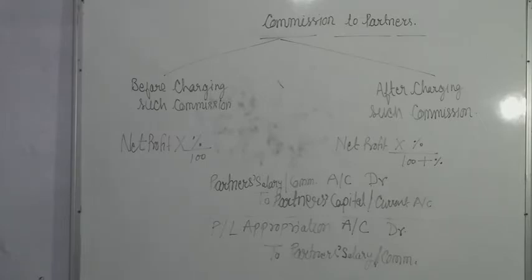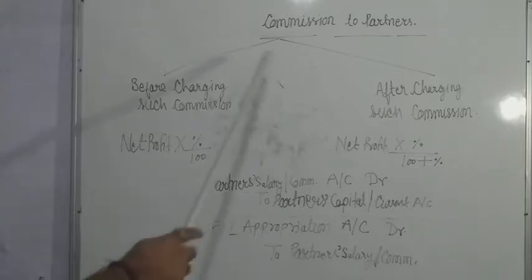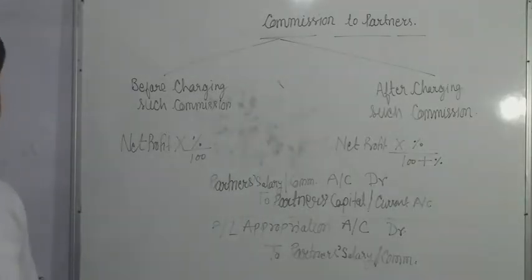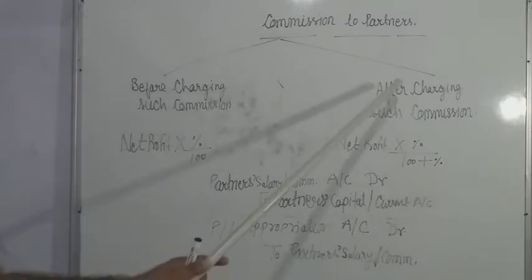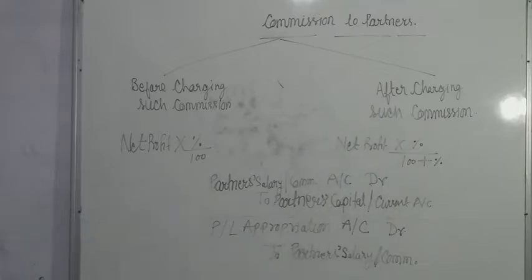a partnership firm. Now I am going to explain how commission to partners is determined. Basically, commission to partners can be determined by two methods. Number one method is before charging such commission, and number two is after charging such commission. In the question, it will be given by which method you will calculate commission to the partners.